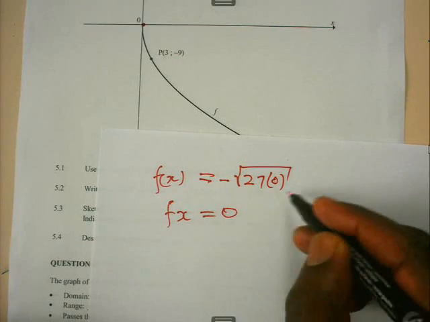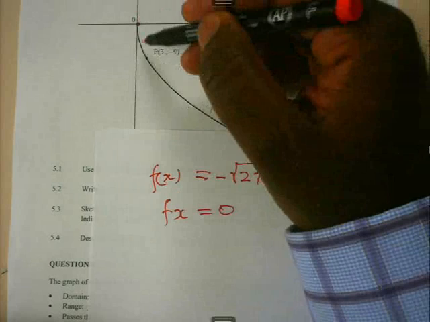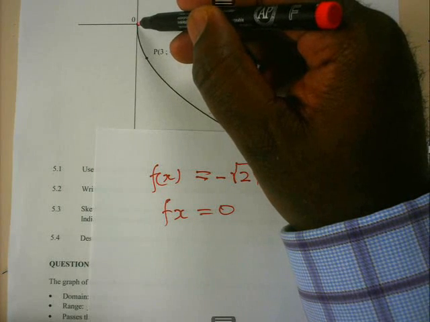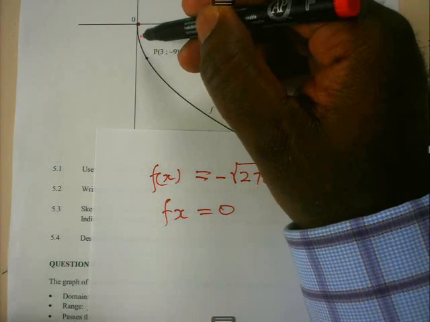What is going to happen maybe if x is equal to 1? We are trying to read that from the graph. We are satisfied with the value of x being 0. What happens if x is equal to 1?